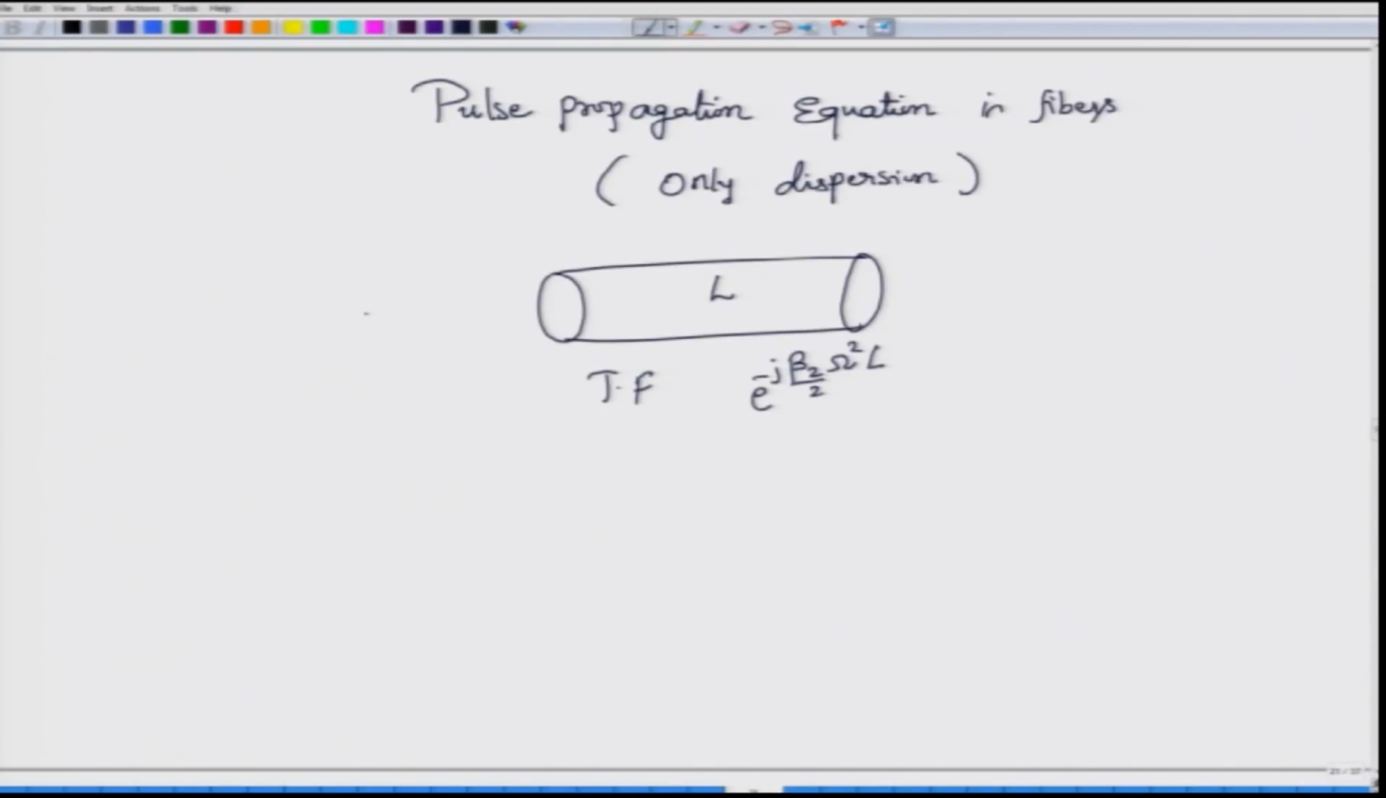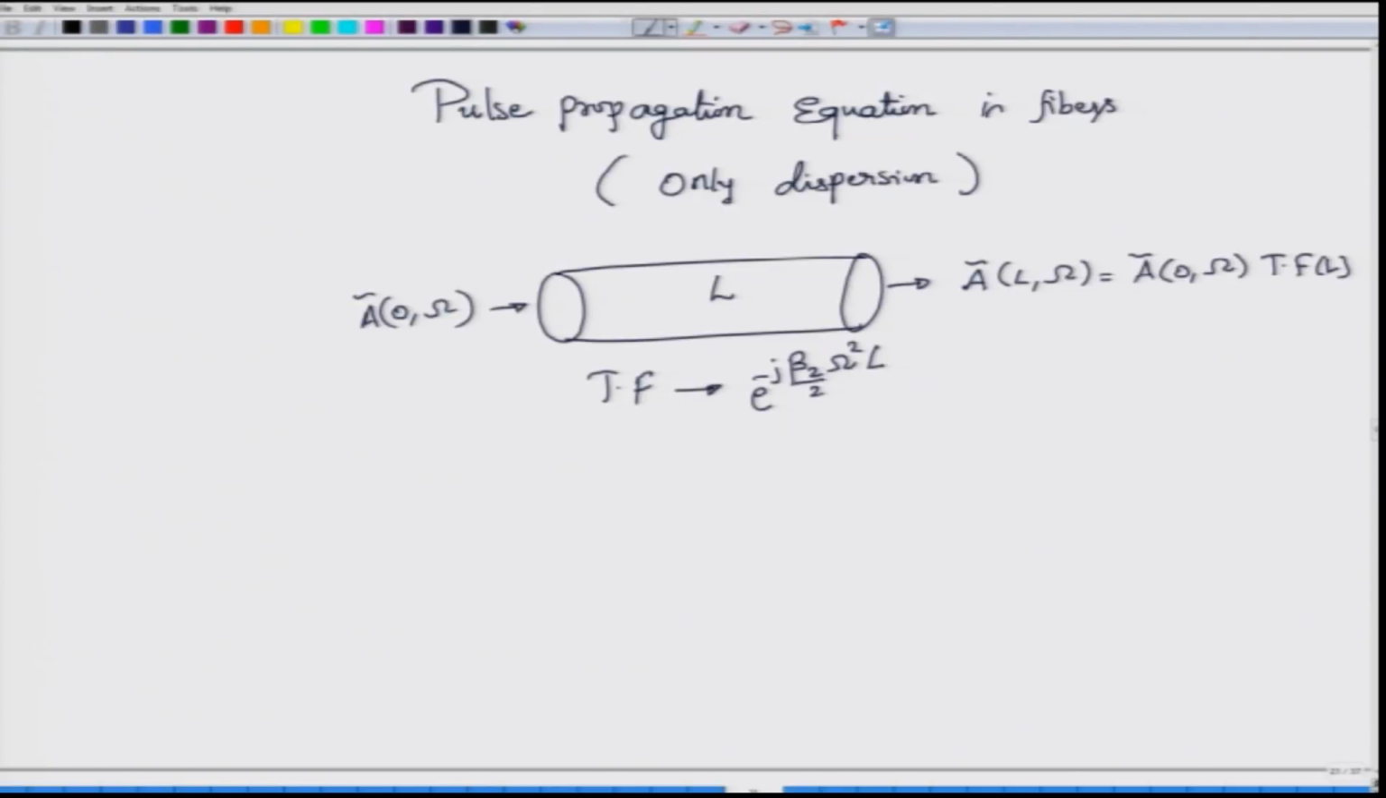Okay. So, if I know the Fourier transform of the pulse that has been launched into the fiber, then I can find the Fourier transform of the same pulse at the output by multiplying the input Fourier transform, that is the Fourier transform of the input pulse, with the transfer function, which of course is a function of the length L. Okay. This is the transfer function that we derived, or at least made plausible, in the previous module.